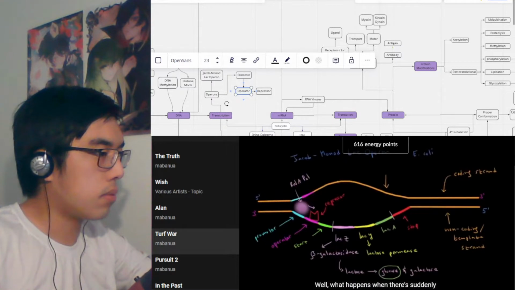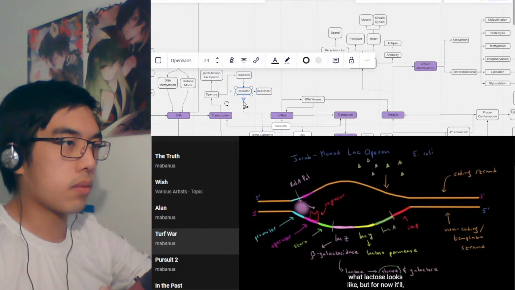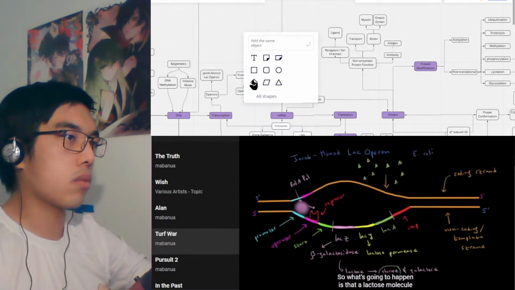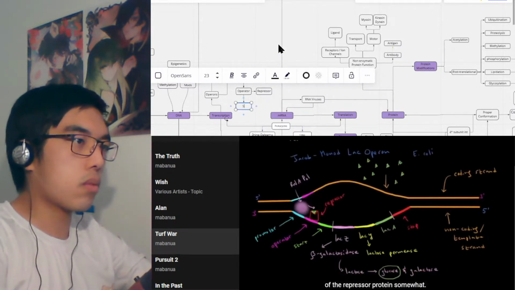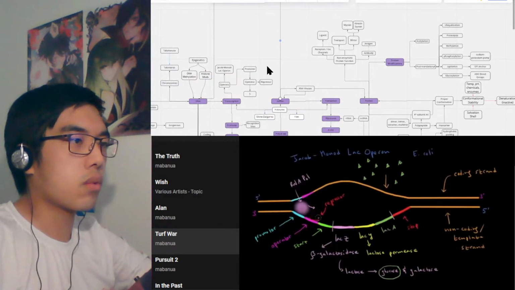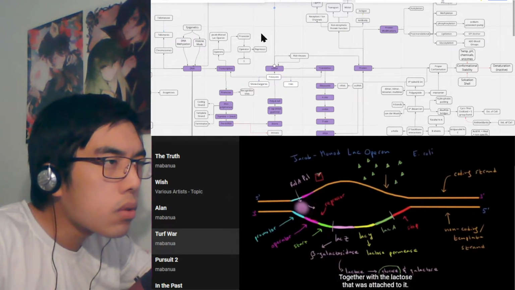Well, what happens when there's suddenly a lot of lactose in the cell? Let's draw some lactose molecules. I'm going to draw them as these little triangles, although that does not adequately represent what lactose looks like, but for now we'll just draw it like that. So we have a bunch of lactose floating in the cell. A lactose molecule will attach itself to the repressor protein. This changes the conformation of the repressor protein somewhat, and that causes the repressor to come off the operator site. So let's get rid of our repressor and put it over here for now, together with the lactose that was attached to it.